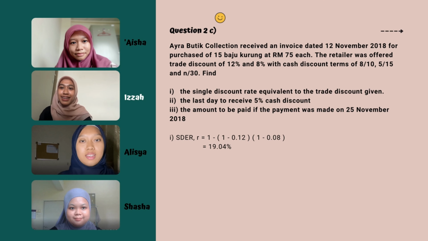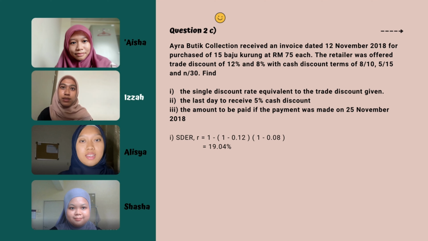So right now we are going to answer question 2C. First of all, we need to read the question carefully and identify what formula and what information is given to us. As we know, Ira Boutique Collection received the invoice on 12 November 2018 and it stated 150 batu kurung at 75 ringgit each, which means 1 batu kurung is 75 ringgit. It also offered trade discounts of 12% and 8%, with cash discounts of 8% within 10 days and 5% within 15 days.